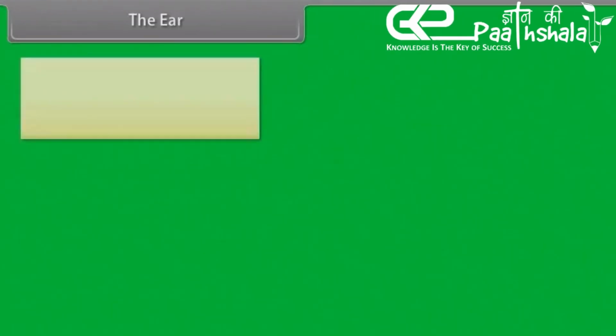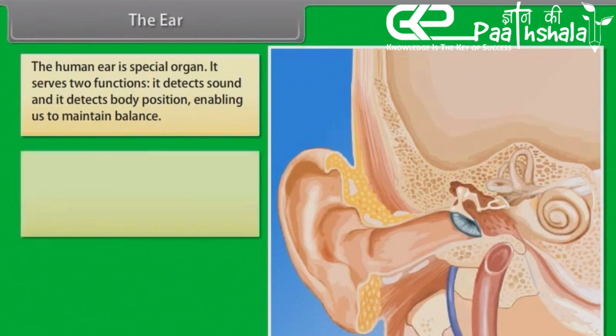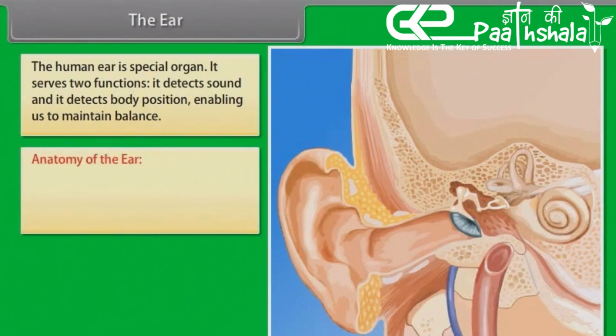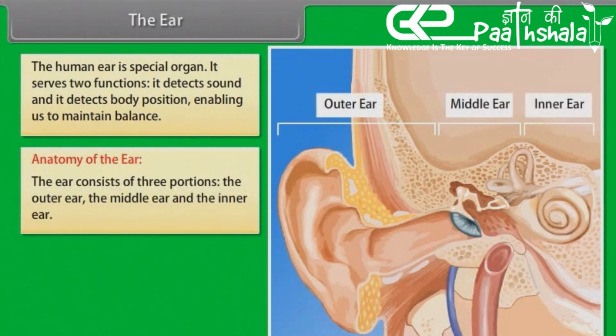The ear. The human ear is a special organ. It serves two functions: it detects sound, and it detects body position, enabling us to maintain balance. Anatomy of the ear. The ear consists of three portions: the outer ear, the middle ear, and the inner ear.